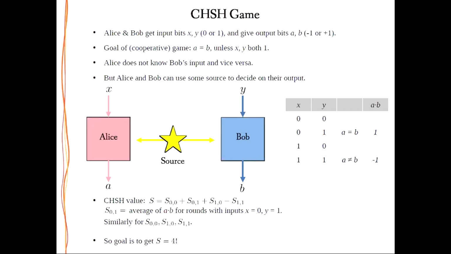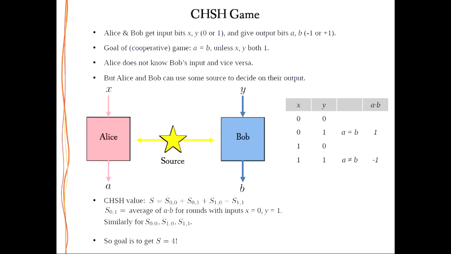Anyone have an idea what happens if they output a 1 every time? What is S going to be? So, yeah, you're right. If they output a 1 every time, they will win these 3 rounds. They'll always win it, right? And they will always lose this round because they don't give differing answers in this round.